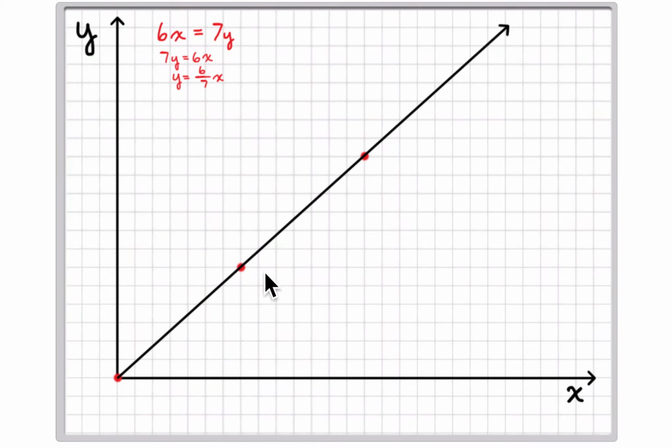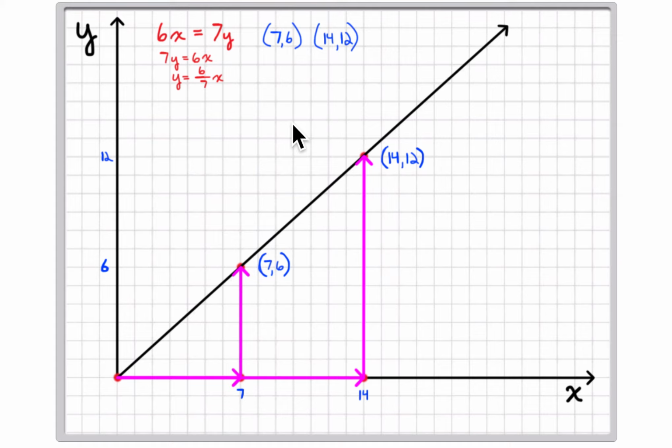So this is that line. I'm going to go out 7 units along the x-axis and up 6 units along the y-axis: 7 units, 6 units. And 2 points on that line, we figured out by choosing x as 7.